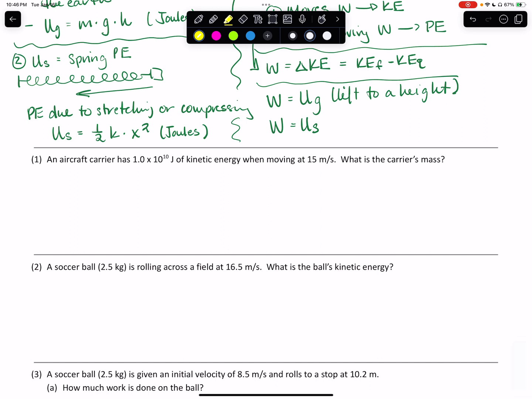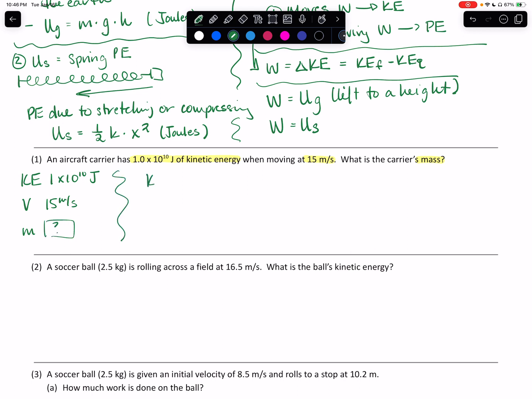So an aircraft carrier has 1 times 10 to the 10th joules of kinetic energy when moving at 15 meters per second. What is the carrier's mass? So this is a straight kinetic energy question. We have kinetic energy, 1 times 10 to the 10th joules. We have a velocity of 15 meters per second, and we want to figure out, well, what is the mass of that object? Our formula for kinetic energy is 1/2 mass times velocity squared.